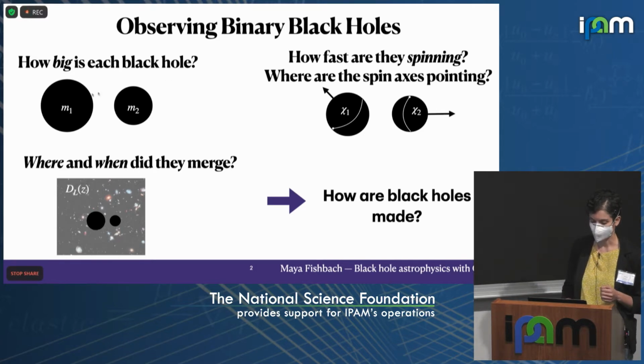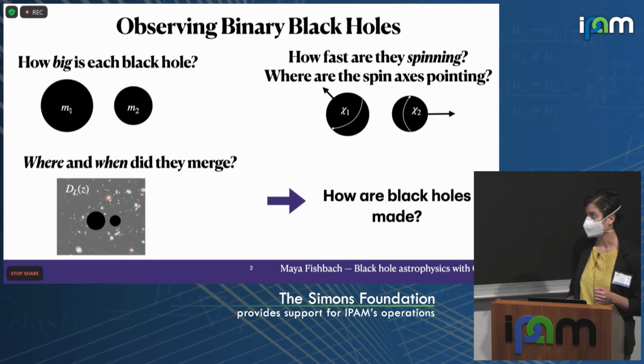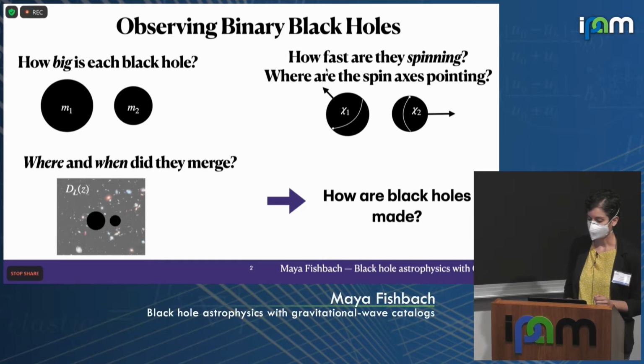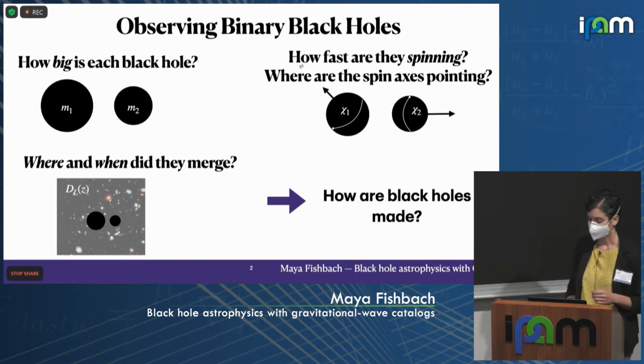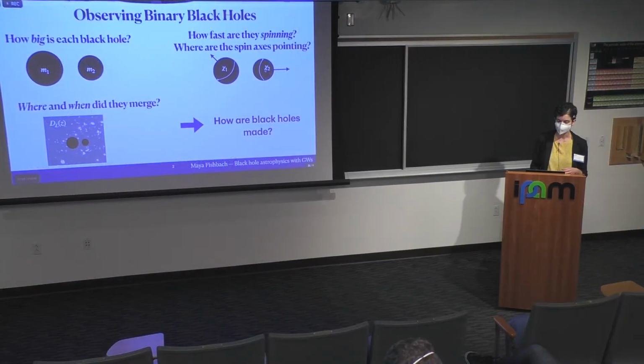Just for notation, there's a primary mass, M1, which is the bigger of the two, and the secondary mass, M2, the smaller one. Then we also learn how fast they're spinning and where the spin axes are pointing. So each black hole spin is this three-dimensional vector, and chi1 describes the spin of the primary black hole, chi2 describes the spin of the secondary black hole. Sometimes this is also written as A instead of chi, depending on context.